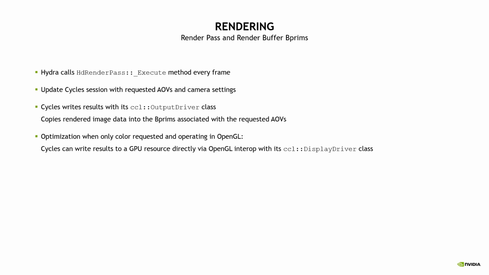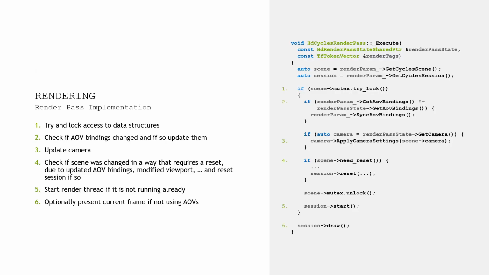The Hydra Render Delegate can then create and associate an OpenGL texture with a render buffer primitive which the application can query. We can then copy the data from the pixel buffer object into that, allowing the application to make use of the GPU texture directly and avoiding the round trip through the CPU. A rough outline of the code for the RenderPass implementation is shown on the right.